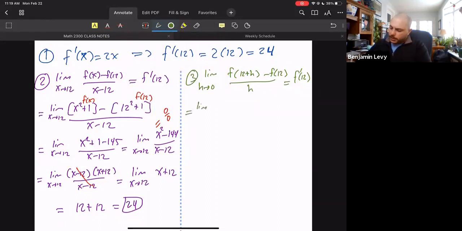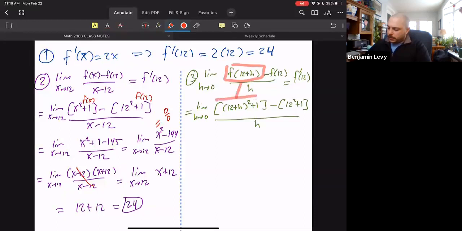So this is going to be the limit as h goes to 0. f of 12 plus h looks like this. Right, that's f of 12 plus h. Everyone make sure that that looks okay. Right, this part is right here. Is that right? Take out the x, put in the 12 plus h. So it gets squared because that's where the x was. And then the plus 1 is just coming along for the ride. Is that right?